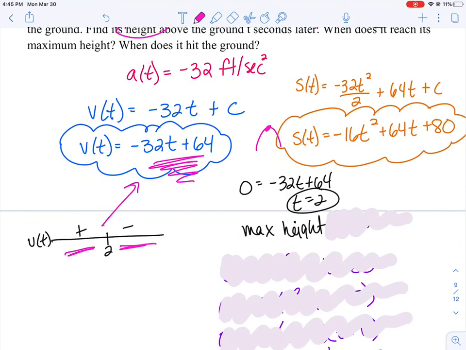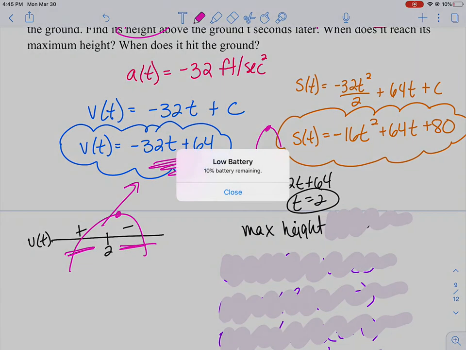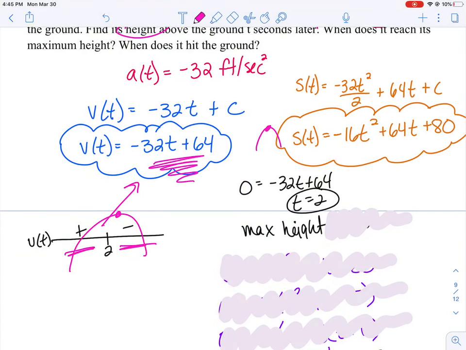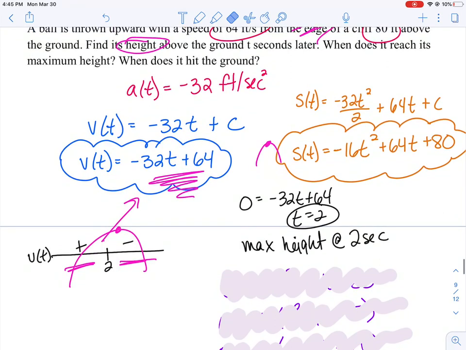I'm hoping that my velocity goes from positive to negative because that will tell me that I've just found a maximum value. And that's what I wanted. I wanted to find the maximum height. When I tested values in my velocity, I ended up getting a positive and then a negative, so I do know now that it's a maximum height that happens after 2 seconds. I throw this ball, at 2 seconds, I've reached my maximum height.